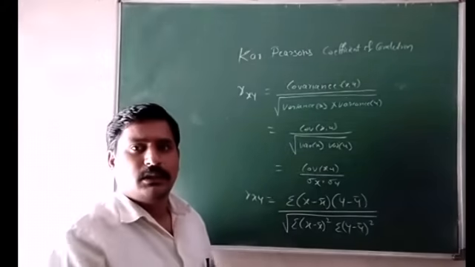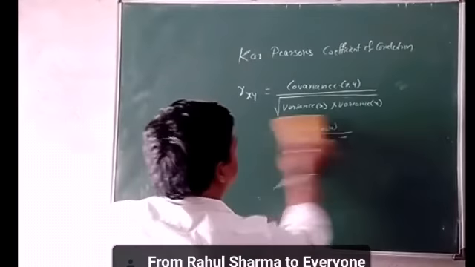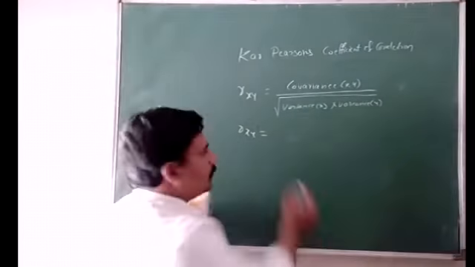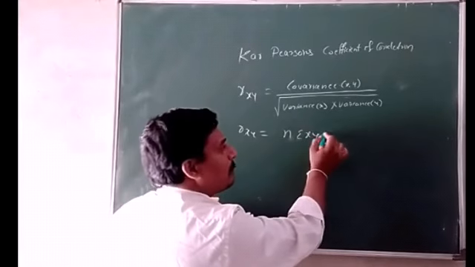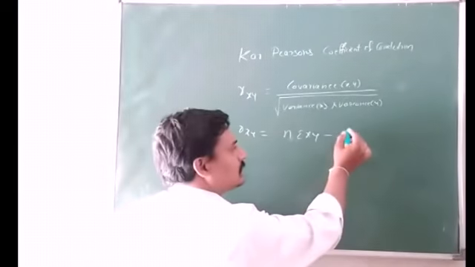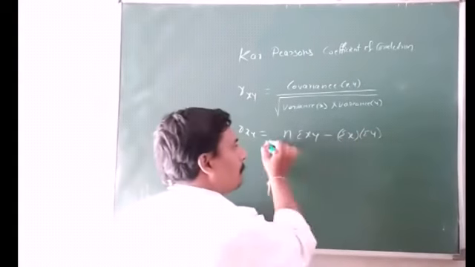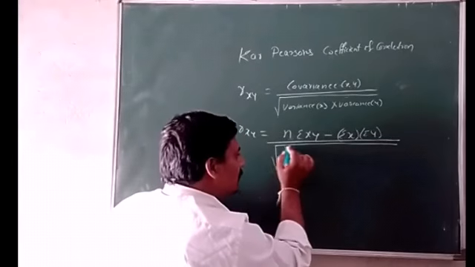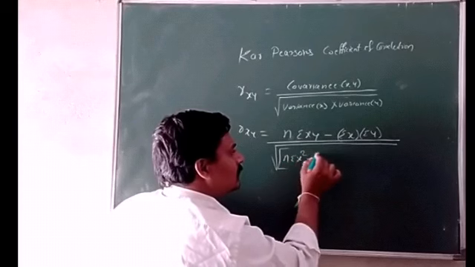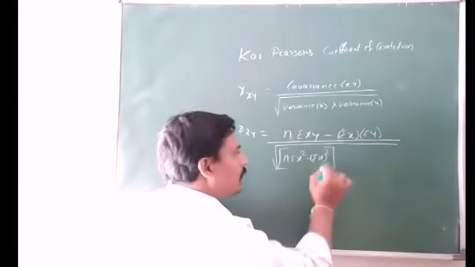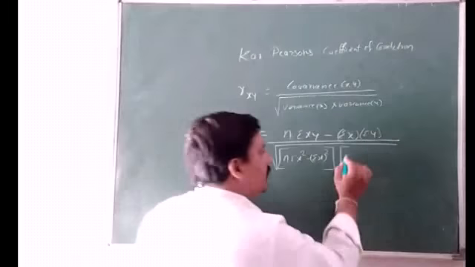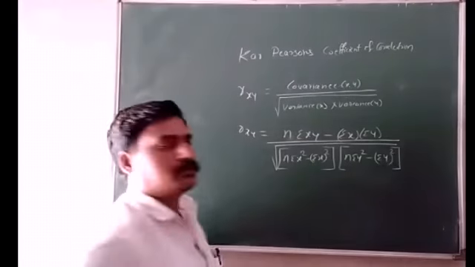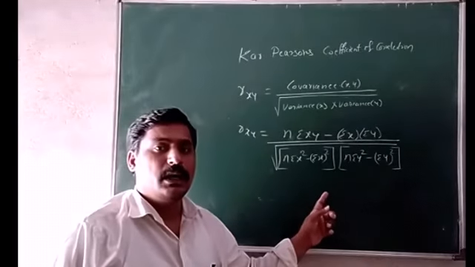Instead of this formula, we use another formula. So that is Rxy, that is, correlation between x and y, is equal to n summation xy minus summation x into summation y, whole divided by root of bracket n summation x square minus summation x whole square into bracket n summation y square minus summation y whole square. So this is the formula for ungrouped data.